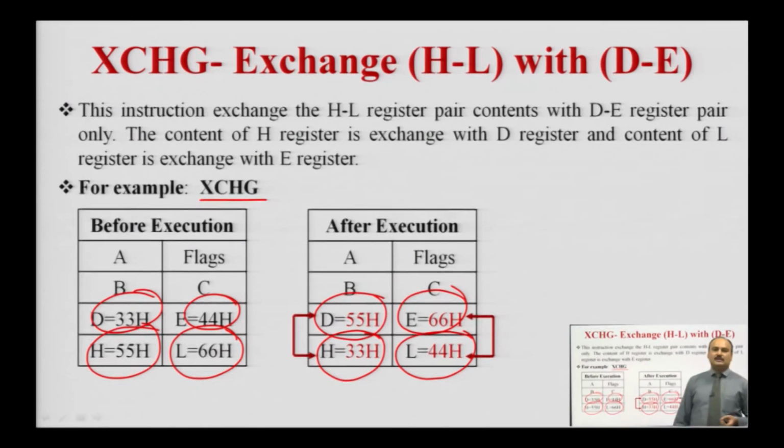This way the processor will exchange the content of the HL register pair with the DE register pair. So, if you want to exchange a 16-bit number between two register pairs, we use the XCHG instruction. Whenever the microprocessor executes this instruction, it will exchange the content of HL register pair with DE register pair and DE register pair with HL register pair.